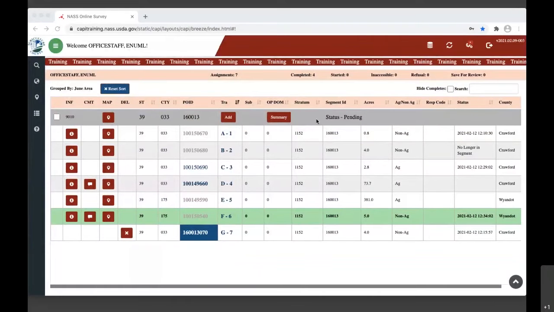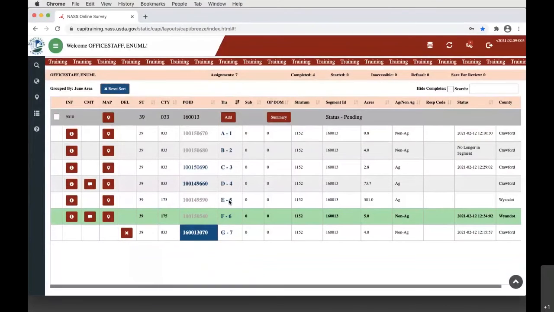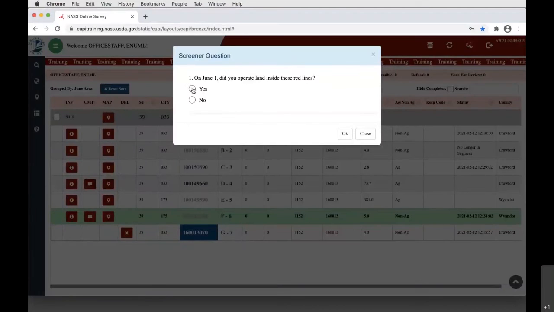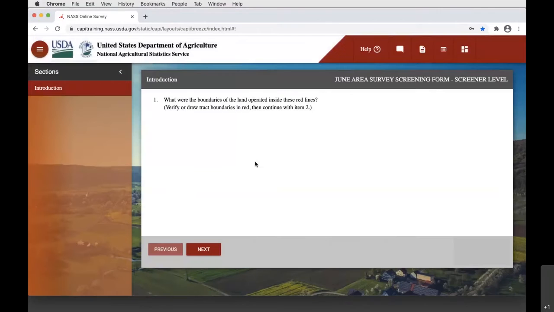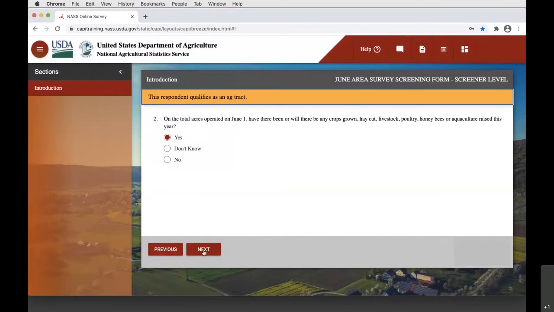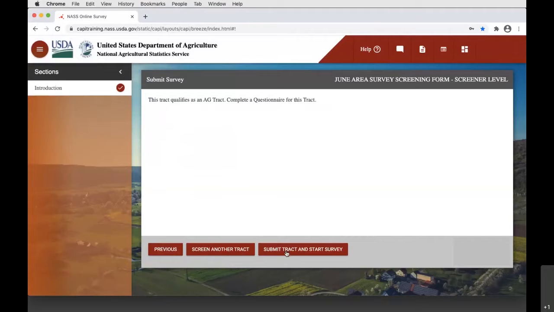Let's look at a situation where Tract E has taken over most of Tract F's land. So as I go to screen in Tract E, they are going to qualify as an ag tract operator. I'm going to answer the first question as a yes, and we are going to submit the tract and start the survey.